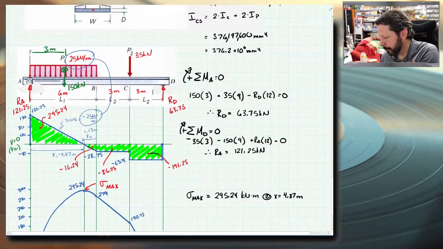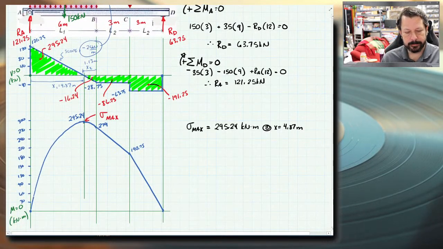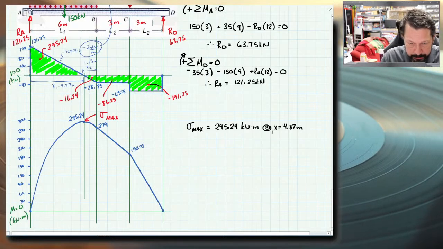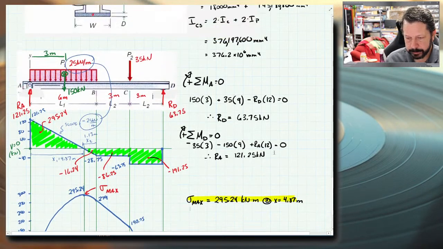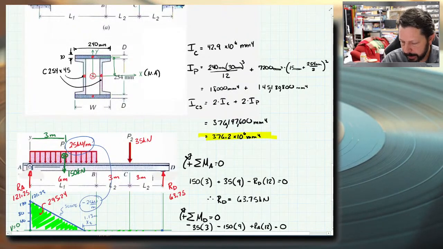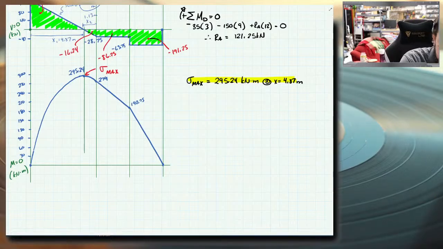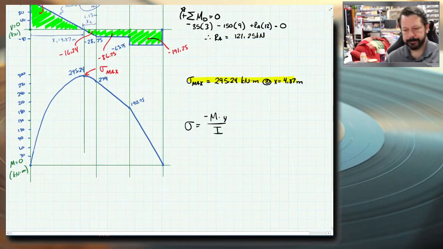So that's why these shear and bending diagrams are useful: they give you a relatively quick way to go in and find the location where the maximum flexural stress is. So now we've got max flexural stress. We originally had, oh no, it's up here, the moment of inertia. And we have our flexural stress equation: sigma equals negative M times y over I.